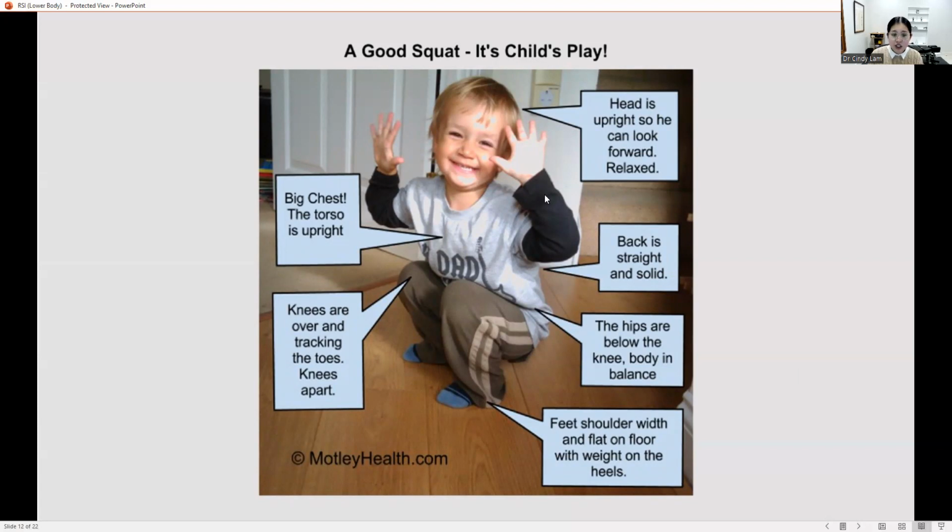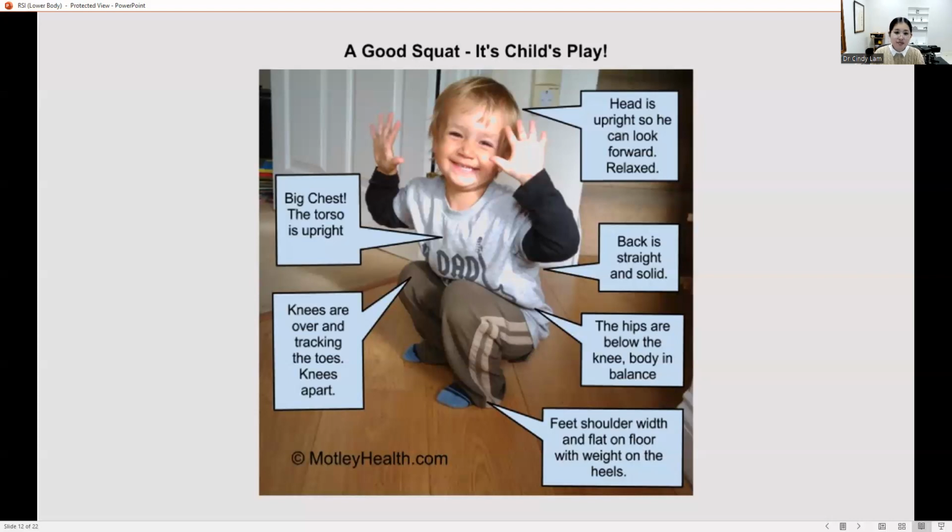When you look at these kids when they squat, their head is upright so they can look forward. Their back is also straight and solid. Their chest is up in an upright position, and their hips are below the knee so that their body can balance well. Their knees are over and tracking their toes, knees apart, but the feet are shoulder width apart, so a bit further out, toes pointing out, and the feet are flat on the floor with the weight on the heels so that it can be equally distributed.